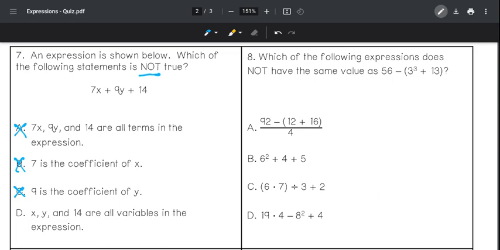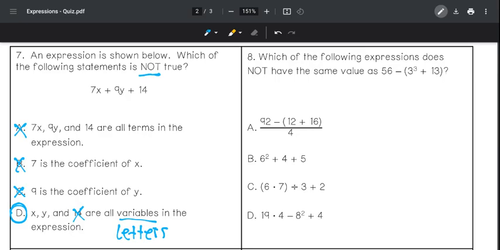D, x, y, and 14 are all variables in the expression. Variables are letters. And last time I checked, 14 is not a letter. So this is not true, so it is D.